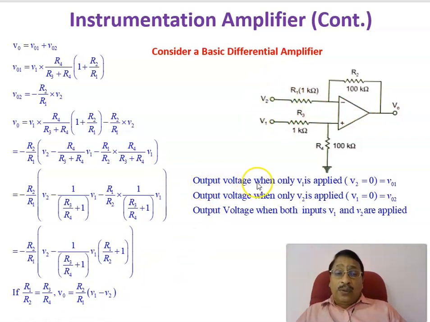Therefore, the output voltage when only V1 is present, that is when V2 is grounded, is V01. The output voltage when V2 is present, that is when V1 is grounded, is V02. Then the output voltage when both inputs are present is the sum, V01 plus V02. That is the superposition theorem. Applying that, we get the output voltage equal to R2 by R1 into V1 minus V2, provided R1 by R2 equals R3 by R4. This is called a differential amplifier.